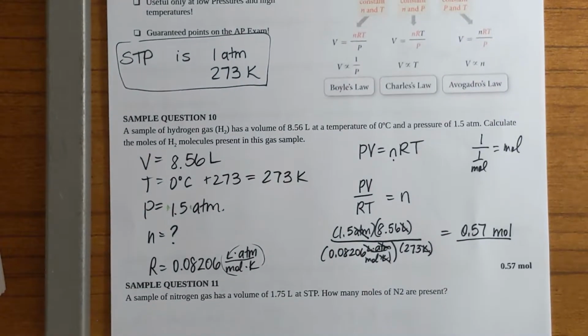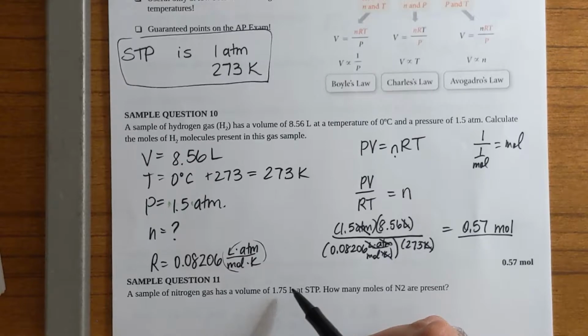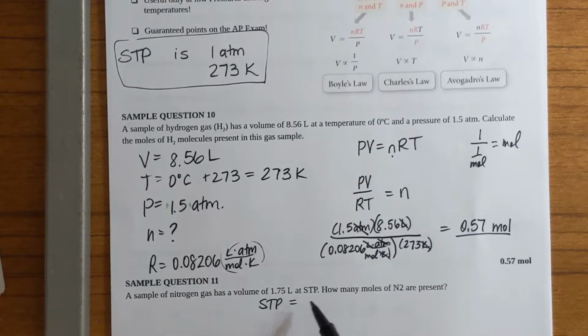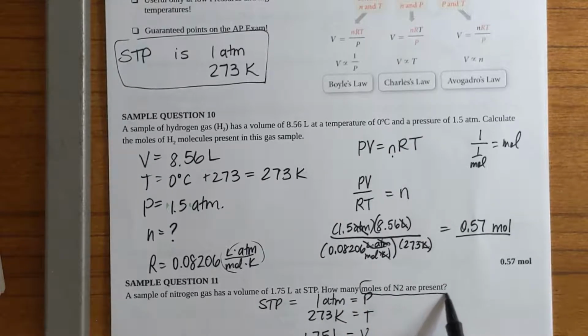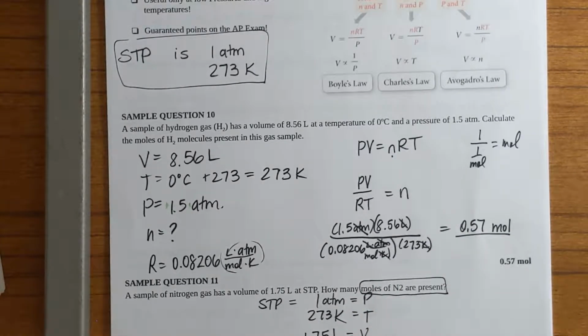You could try sample question number 11, but remember it gives you STP, which is 1 atmosphere and 273 Kelvin. So I have the pressure and the temperature, and it told you the volume is 1.75 liters. And it wants to know how many moles of N2 are present. So again, I have to solve for n.